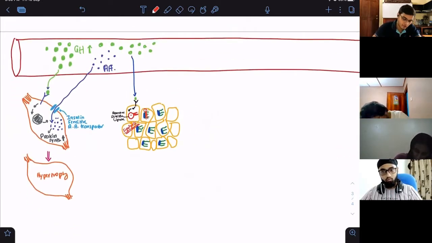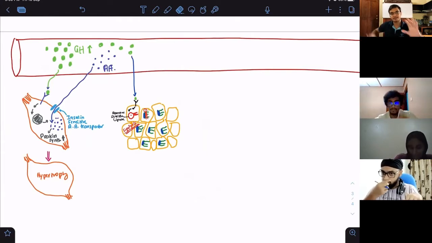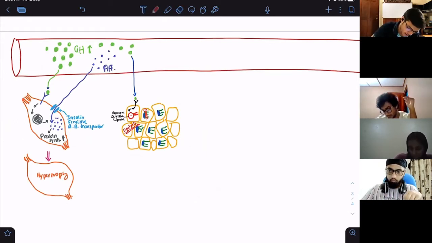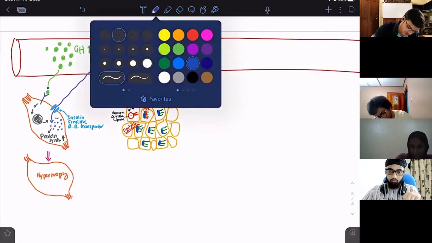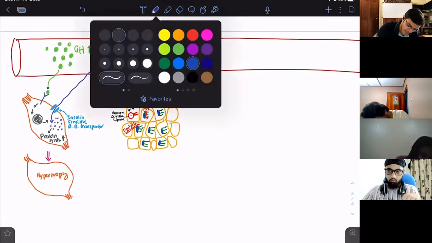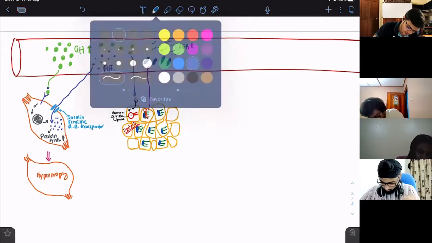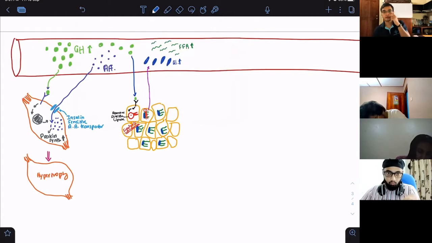Now look at this. When lipolysis happens, guys, what is happening? A lot of fatty acids and glycerols are now separated, so they will be coming into the blood. So we have glycerol molecules increasing in the blood. At the same time, fatty acid chains, we call these free fatty acids, increase. Glycerols also increase.